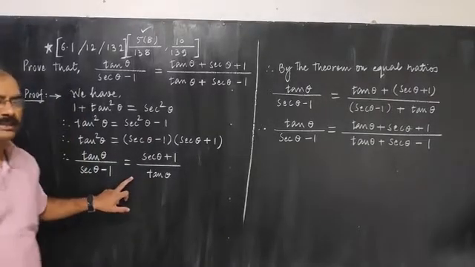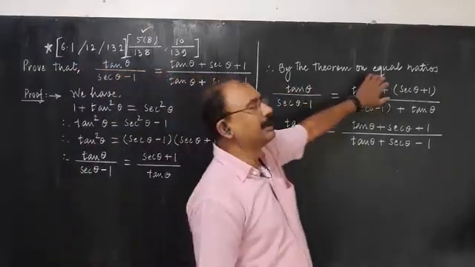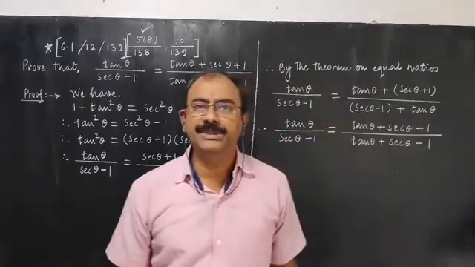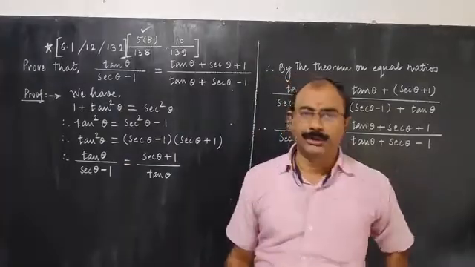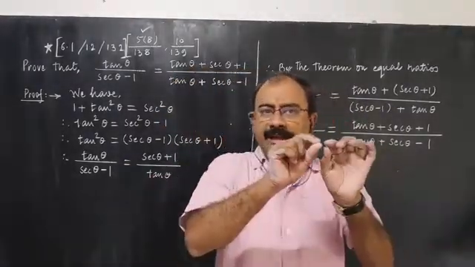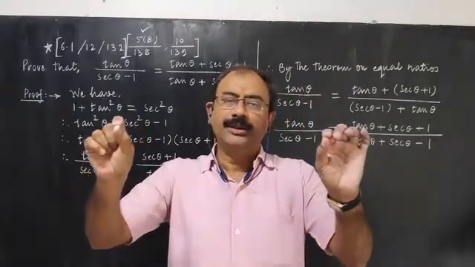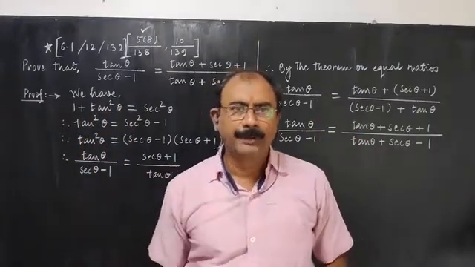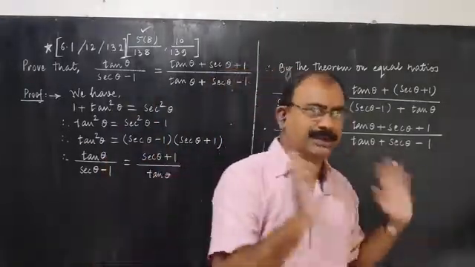Now from here onwards, suddenly the line of action changes by the theorem on equal ratios. We have studied this theorem in the 9th standard, and the theorem says if two ratios are equal, 2 or 3 or 4 are equal, then any linear combination of the numerators you take and repeat it in the denominator, get the new ratio. This theorem says that new ratio will be equal to the original ratio.